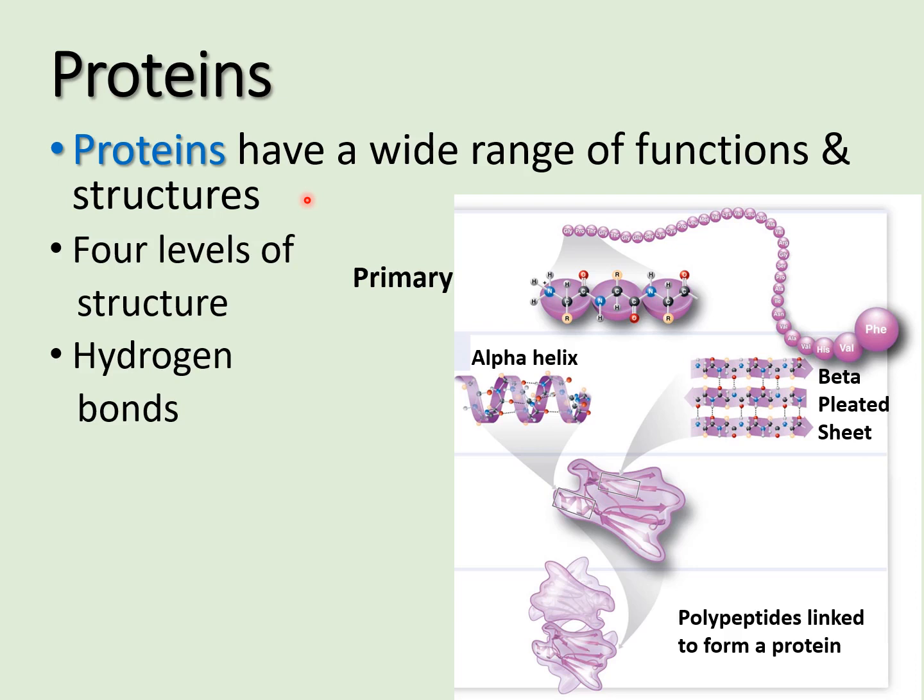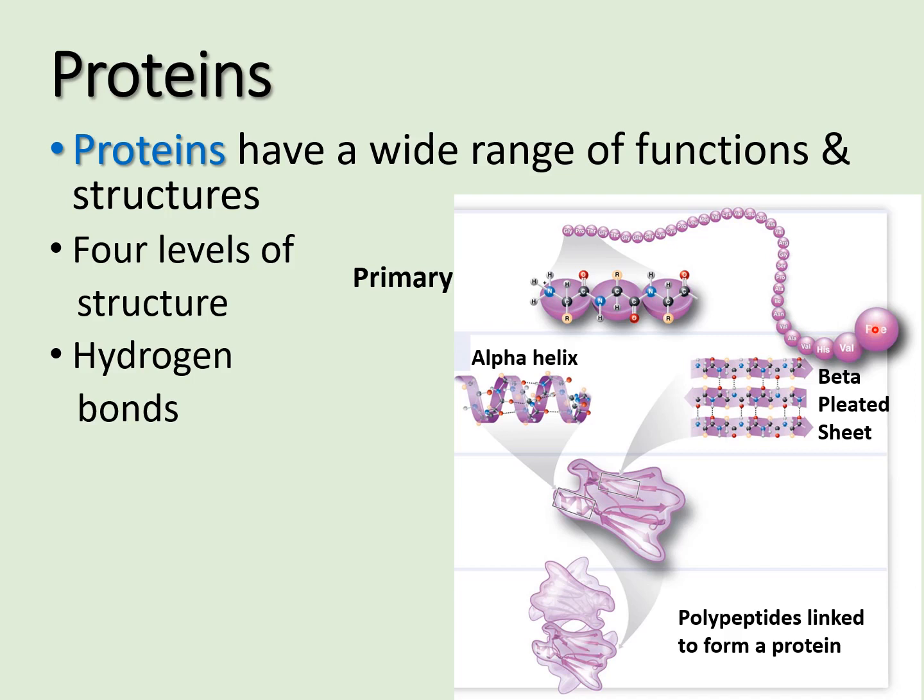So I said that proteins have to be built a certain way, folded a certain way, so their structure is very important. So there are 4 levels of structure to a protein. And what happens is they use hydrogen bonds to fold. Okay, so let's look at these 4 levels.